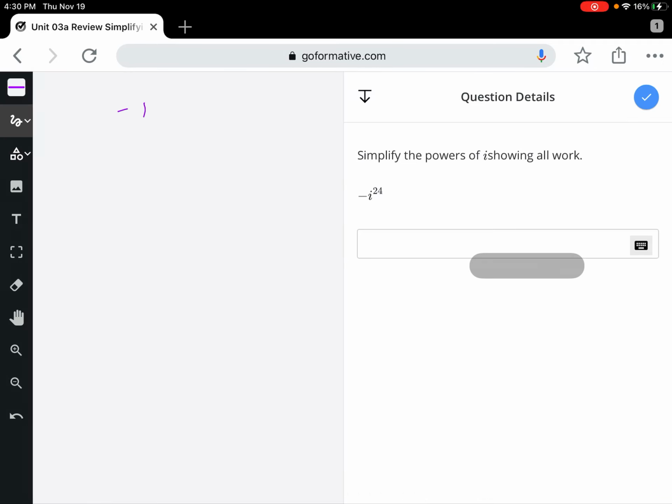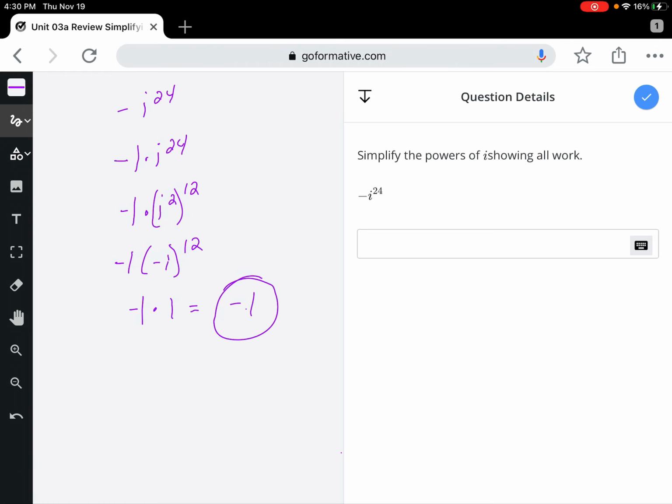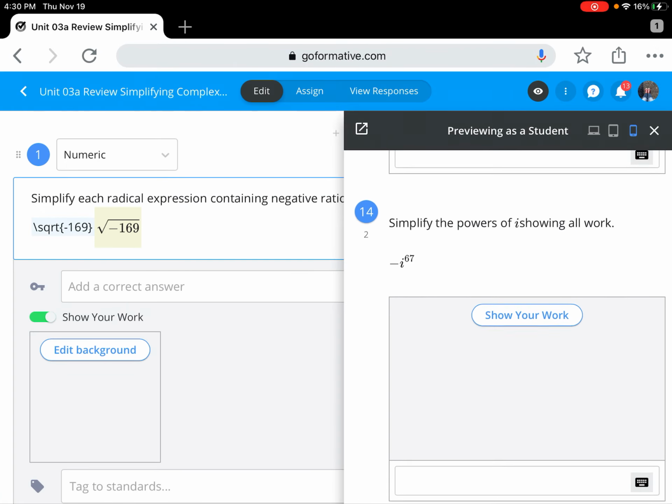Number 13, this one's a little bit different, so I have negative i to the 24th, negative 1 times i to the 24th. So I kind of separate that. I still write the negative 1. i to the 24th is i squared to the 12th. Negative 1 to the 12th. Negative 1 to the 12th is 1. And so my answer is just negative 1.